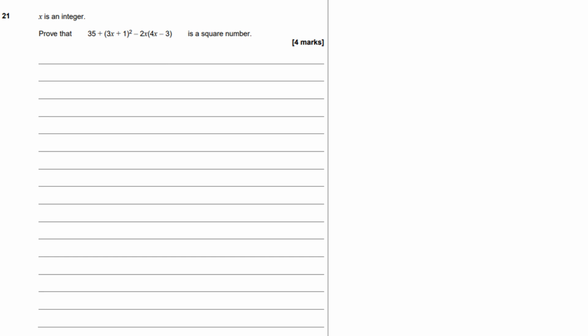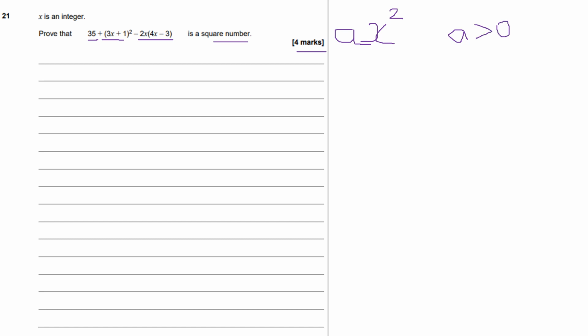Okay, question 21, guys, is here. So x is an integer. Prove that 35 plus (3x plus 1) squared minus 2x(4x minus 3) is a square number. It's quite a nice question. So it's expanding the brackets and simplifying. A square number has to be in the form x squared, or something times x squared, so either ax squared or just x squared, where a is a non-zero constant.